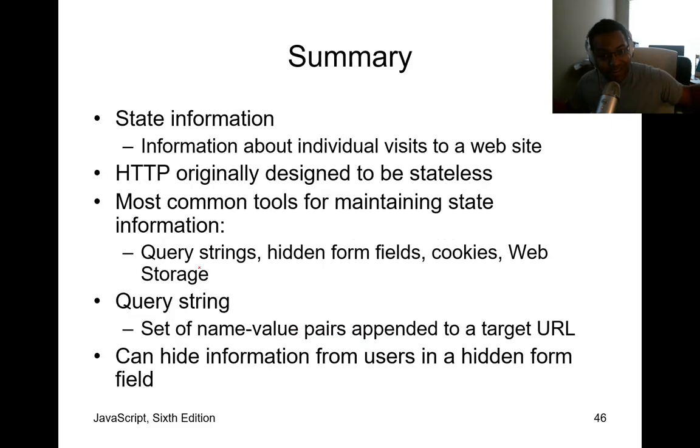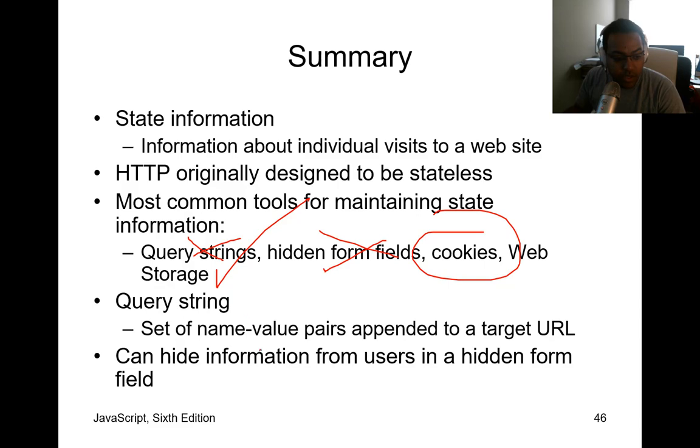So, summary. That was fast, wasn't it? We talked about state information. State information is information about individual visits to a website and everything that happens in that visit. HTTP was designed to be stateless, not to contain information. But that changed over time with businesses wanting to understand you better. Most common tools for maintaining state information are query strings, which are not used as much as you may think they are, hidden form fields, which are taboo, cookies, which is the standard, and web storage, which is the way we want to go.